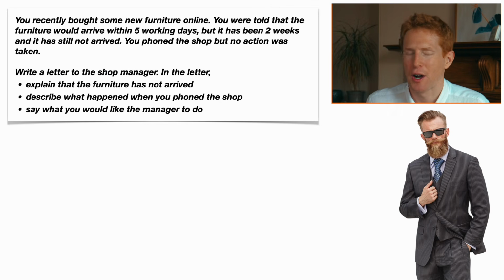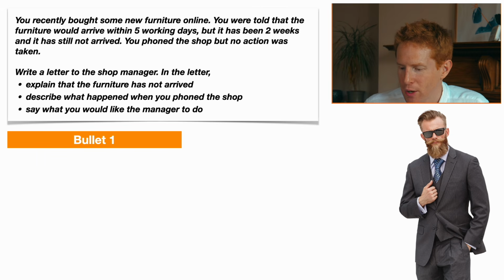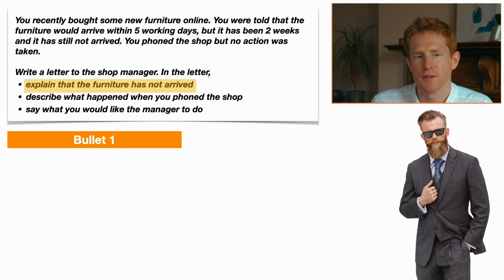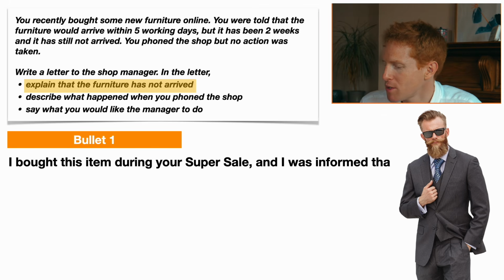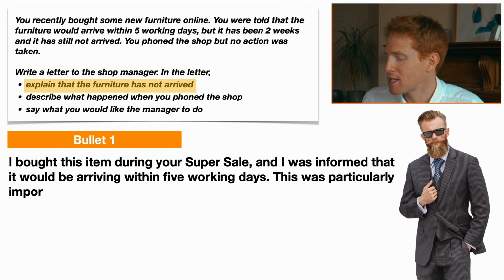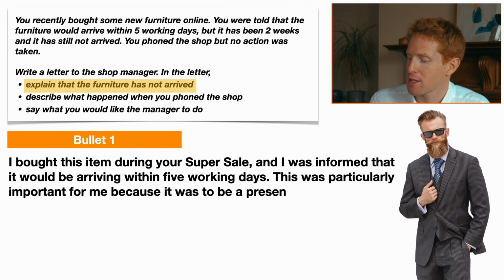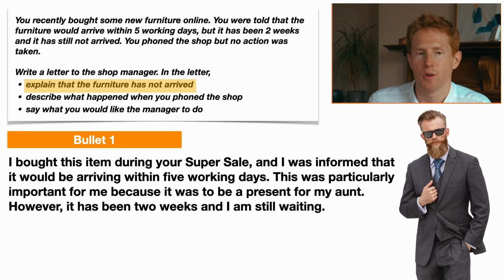Let's go back to our letter and we're going to look now at bullet point 1. So this bullet point says, explain that the furniture has not arrived. So let's do that. I bought this item during your super sale and I was informed that it would be arriving within 5 working days. This was particularly important for me because it was to be a present for my aunt. However, it has been 2 weeks and I am still waiting.